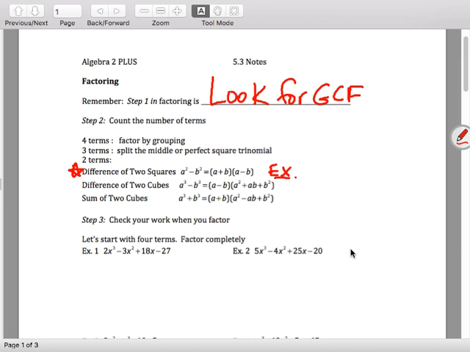So let's do a quick example. If I gave you 4x squared minus 25, that's called a difference of 2 squares. We could factor that. Go ahead and write this example down.